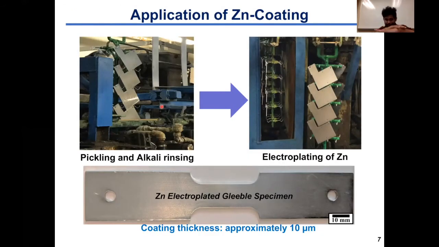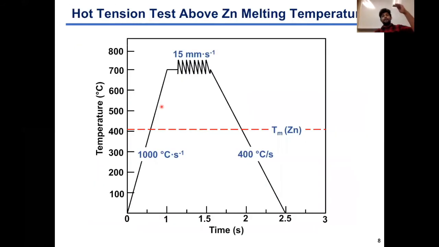So we electroplated zinc on the surface of these steels, and then we performed hot tension tests at temperatures above the zinc melting temperature. So this is our hot tension test cycle. We performed our hot tension tests at different temperatures above the zinc melting temperature. And in this presentation, I will show you the results of hot tension tests at one temperature, which is 700 degrees C.